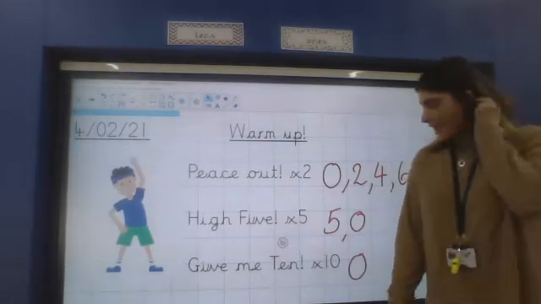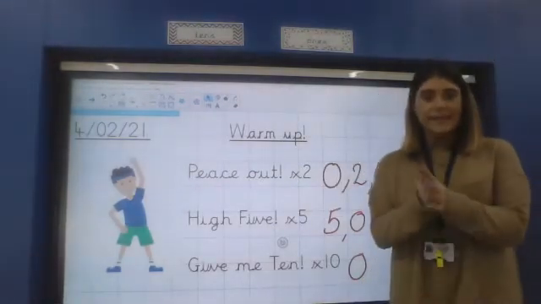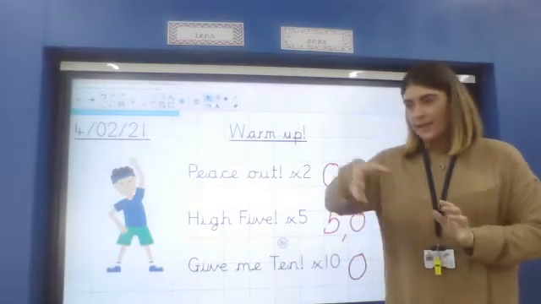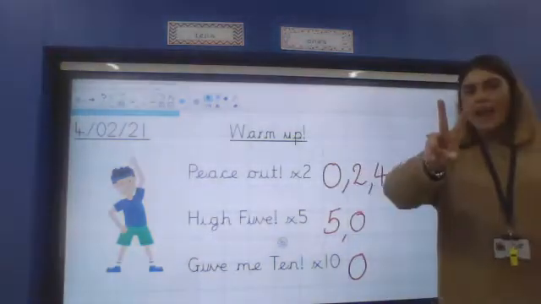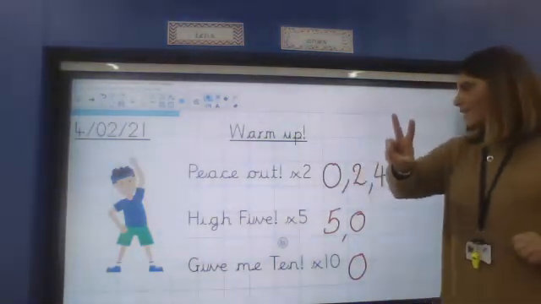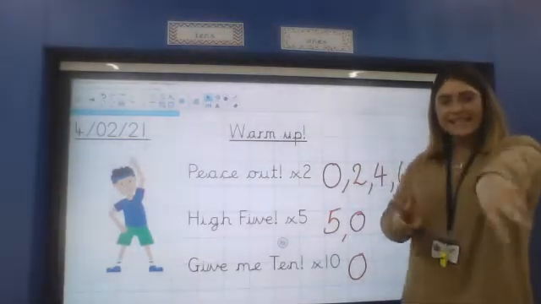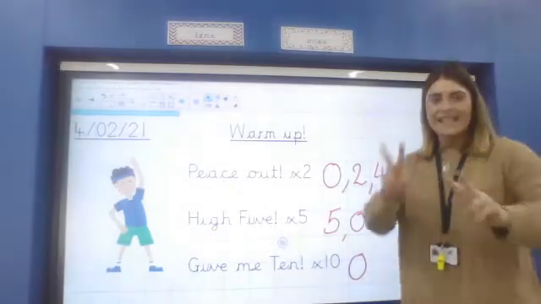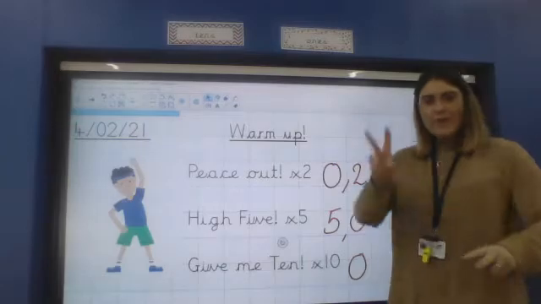So let's get ready. Let me see your piece out ready. We're going to start with our skip counting in 2s, because when we're counting in 2s, we're missing a number each time, counting in groups of 2. Let me see your piece out ready, and your grown-up too. I want to see you all joining in. Are we ready? 2, 4, 6, 8, 10, 12, 14, 16, 18, 20, 22, 24.